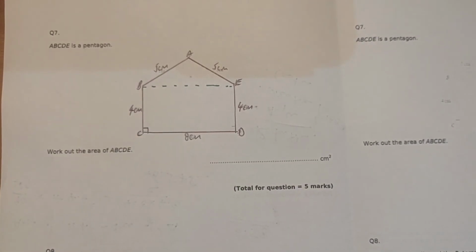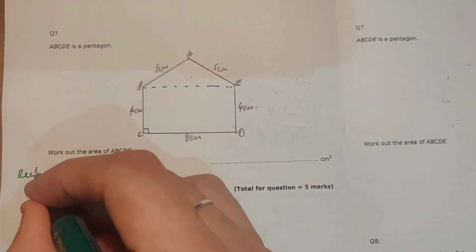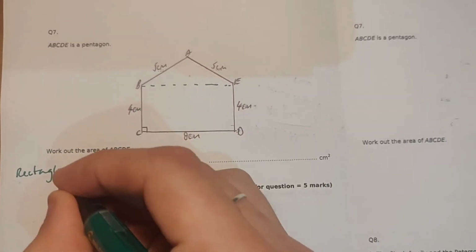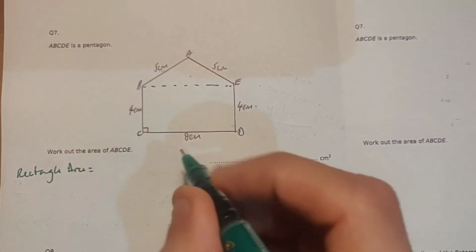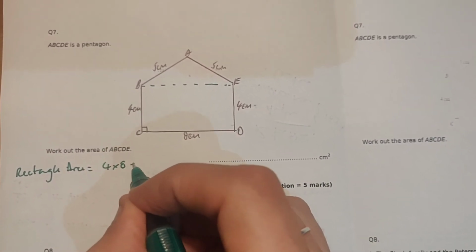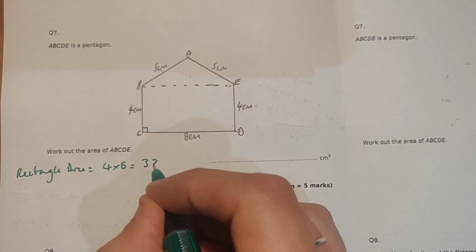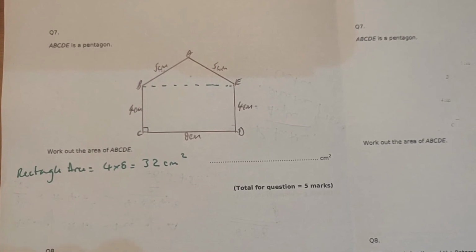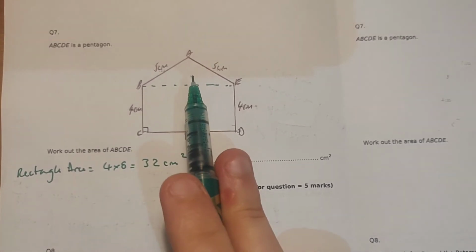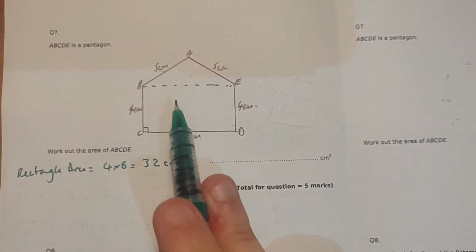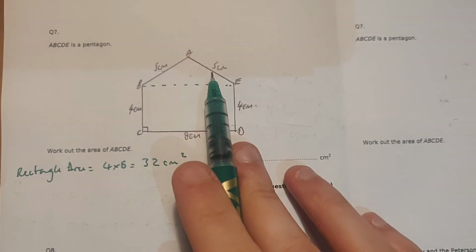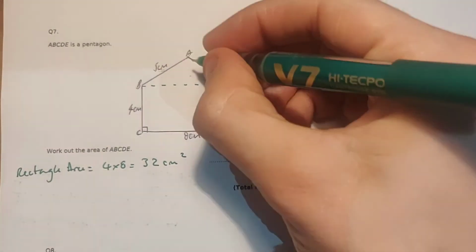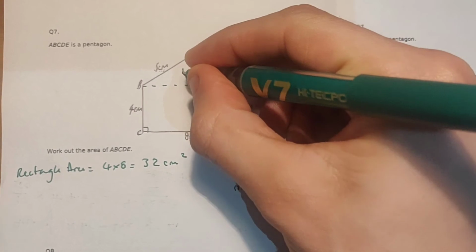Now the rectangle, the area is 4 times by 8, which is 32 centimeters squared. Okay, easy. Now I need to find the area of this triangle. Some of us might try and do base times, so 8 times 5. That's a slant height, it's not a proper height. We need this height here, h.